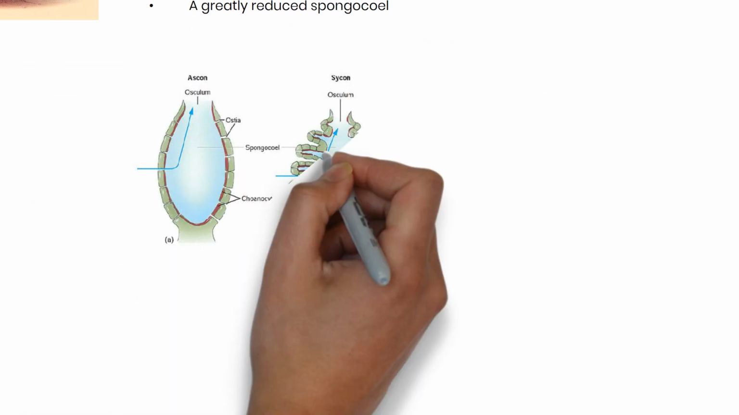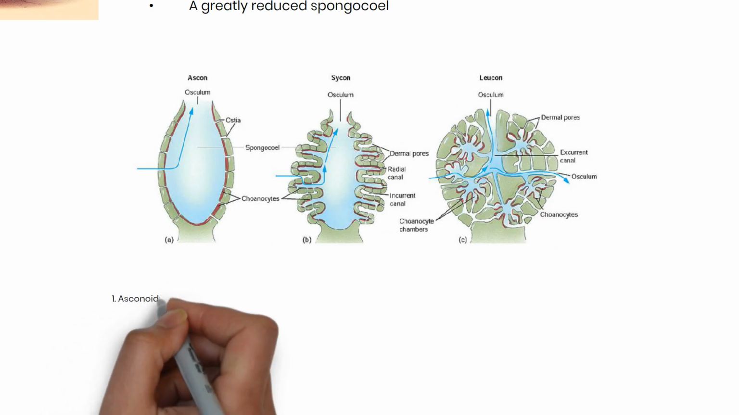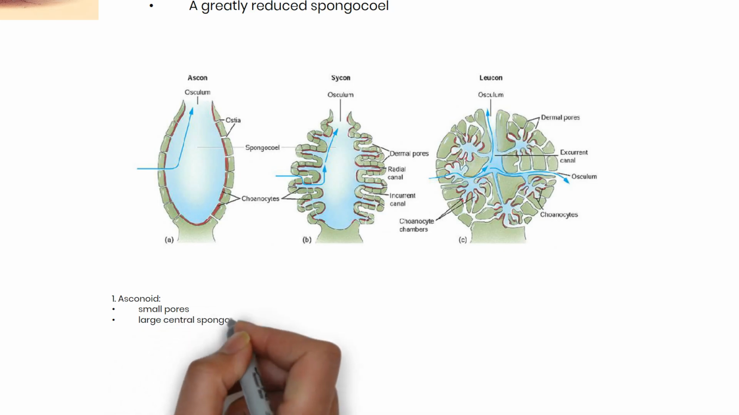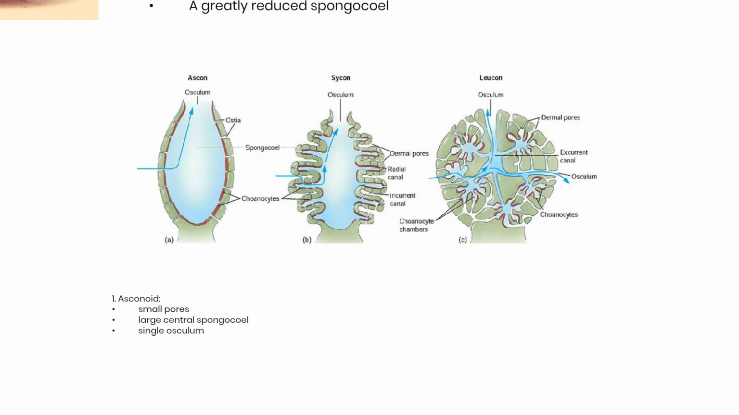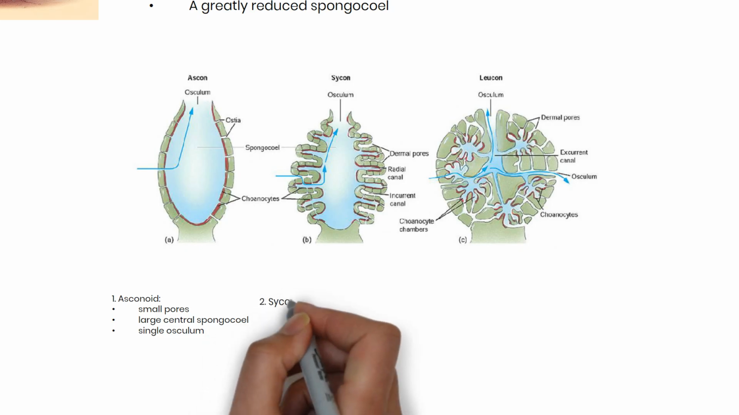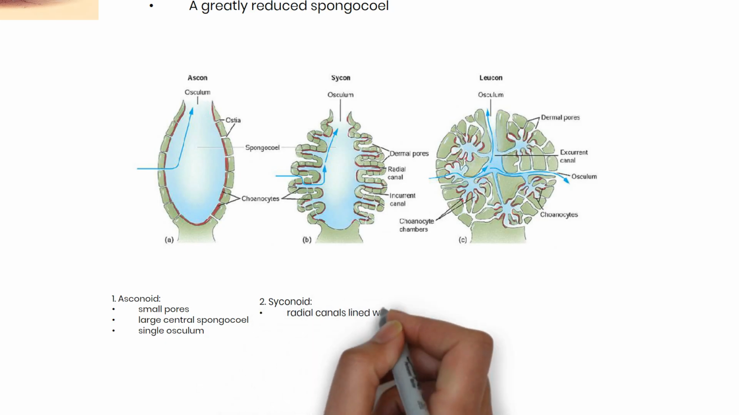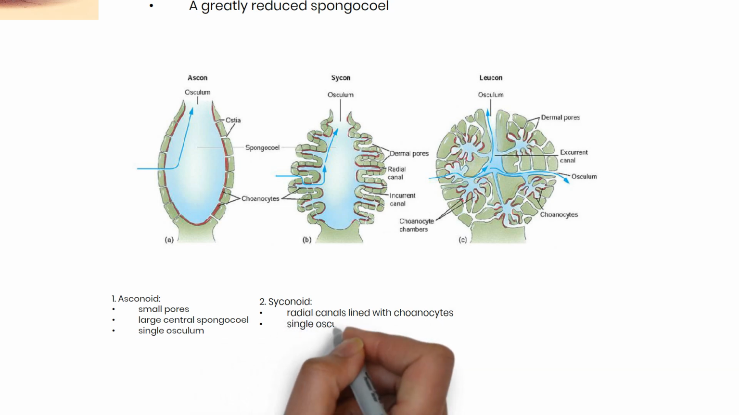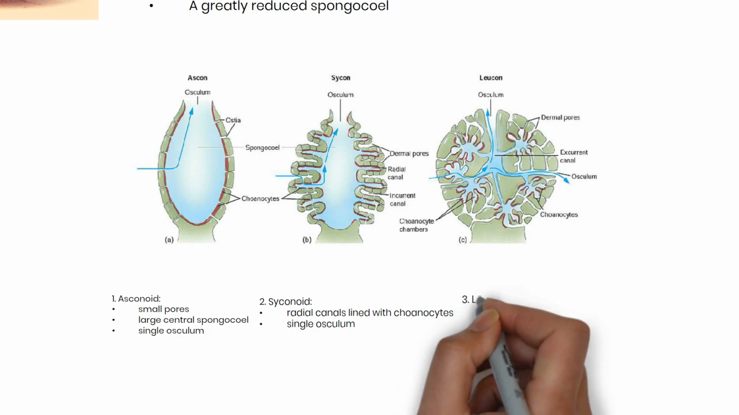First, let's recall the three basic sponge body plans. 1. Asconoid, the simplest design. Water enters through small pores directly into a large central spongocoel and exits through a single osculum. Notice, no folding, no complex chambers. 2. Syconoid, more advanced. The body wall folds to form radial canals lined with choanocytes, which lead into a central spongocoel. Usually there's a single osculum.